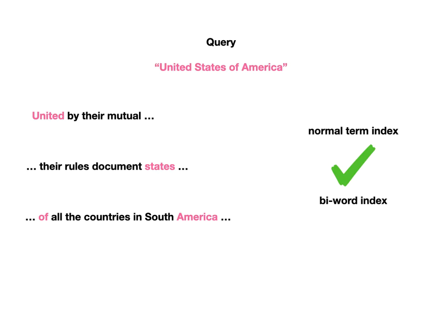So a byword index is going to fail every one of these. No pair of these words is next to each other. United and States are not next to each other. States and of are not next to each other. Of and America are not next to each other. So that's good.